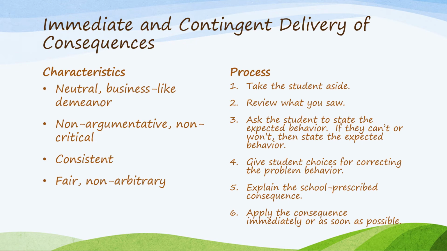Step 5. Explain the school prescribed consequence. Many schools have prescribed consequences for certain behaviors. If your school has a consequence that is already in use, explain that consequence to the child. For example, for behaviors that pose a safety hazard, many middle schools assign detention as the school prescribed consequence. It's also a good idea to remind students how to avoid this consequence the next time they are in the same situation.